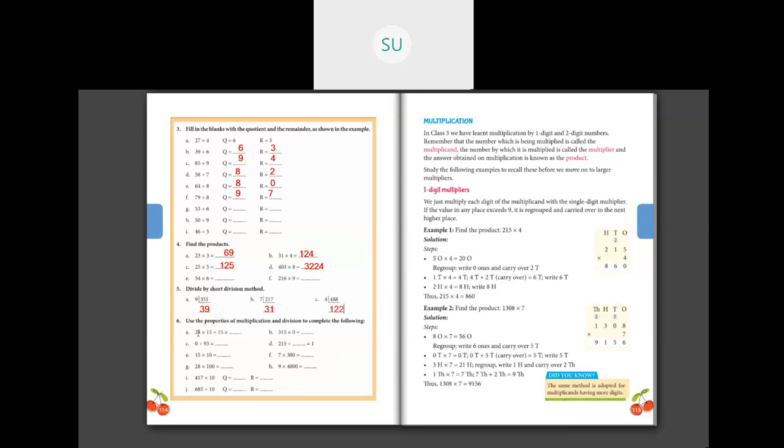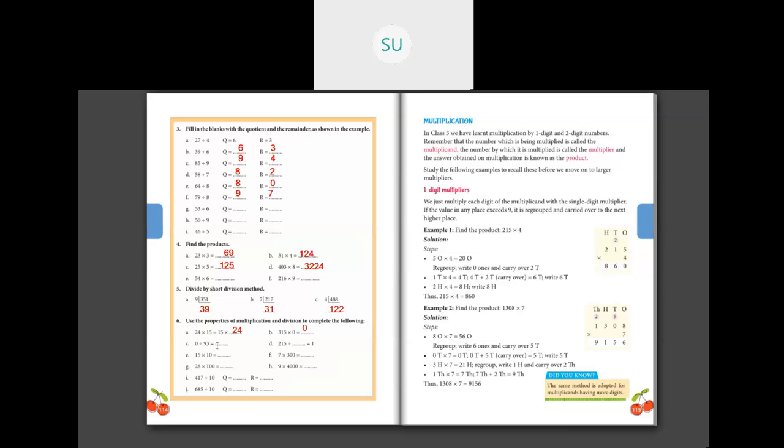Okay, using the properties of multiplication and division, complete the following. So 24 into 15 is equal to 15 into dash. So this is changing order. So 15 into 24 only. So 315 into 0 is how much? It will be 0.